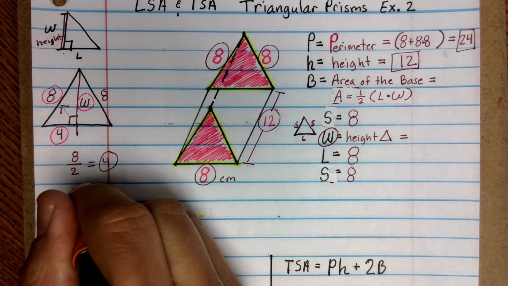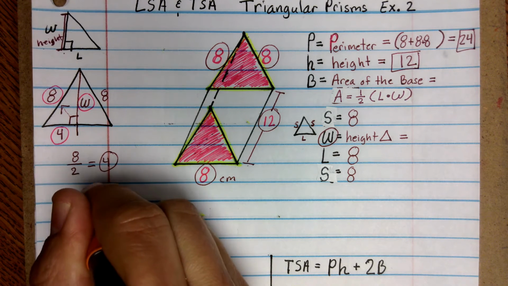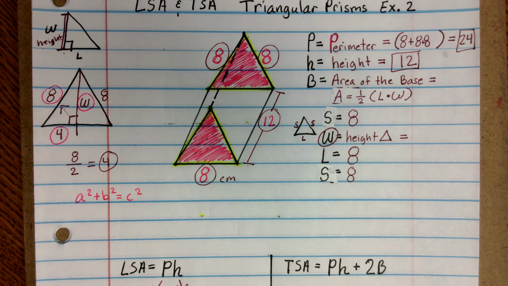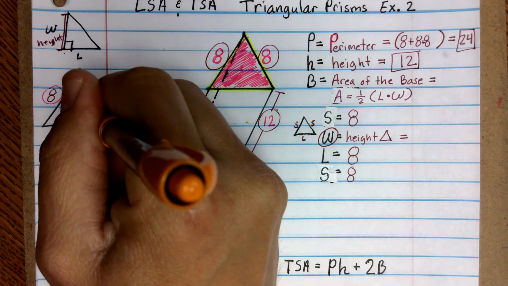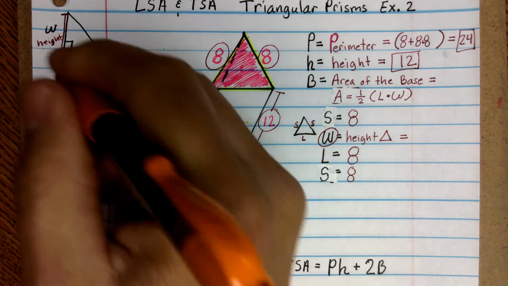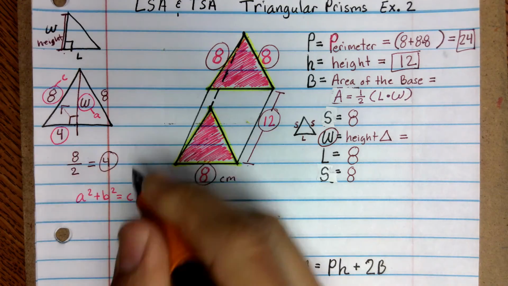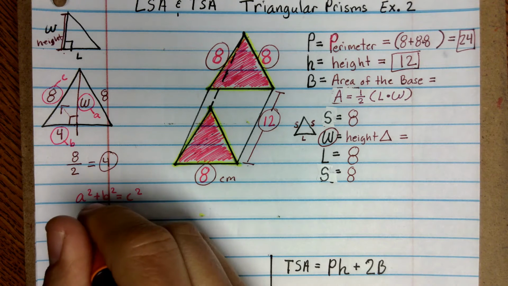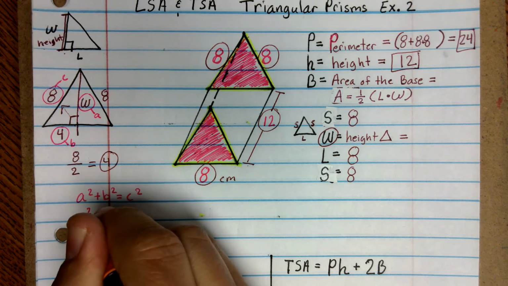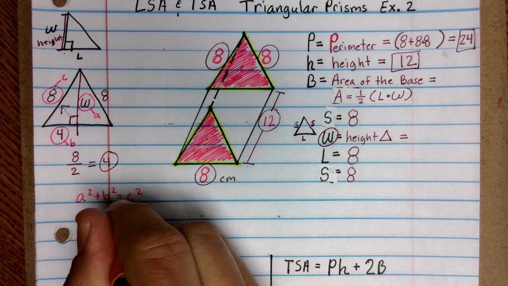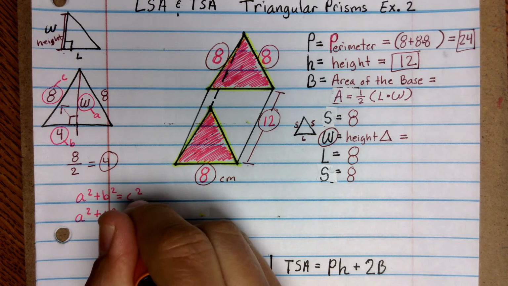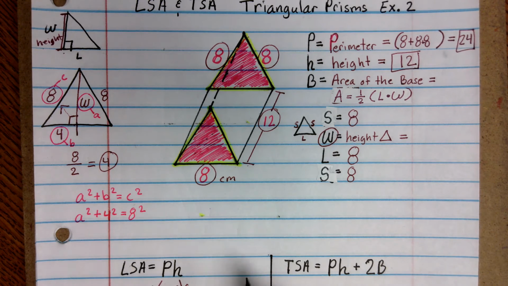So once again, we have our formula, and it's a squared plus b squared is equal to c squared. I'm just going to label a few things. I'm going to say that W is representative of my A in the formula, 8 is my C value in the formula, and 4 is the B value of that right triangle. So therefore, if I rewrote this, I'd have a squared plus 4 squared is equal to 8 squared. And we'll just continue to work this out.